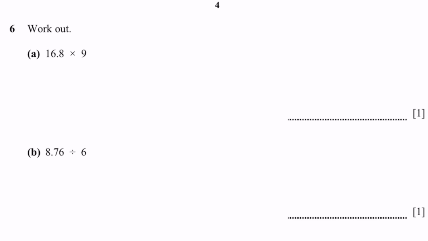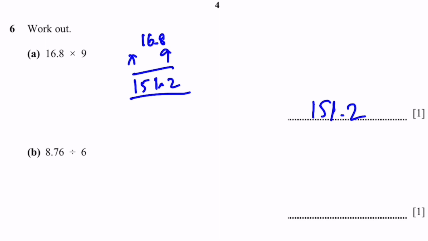Question 6. Work out 16.8 into 9. Now we just do this normally because we're not allowed a calculator. So we have 8 into 9 is 72, write 2, carry 7. 6 into 9 is 54, add 7, 61. 1 into 9, 9, add 6, 15. 151.2 is the answer.